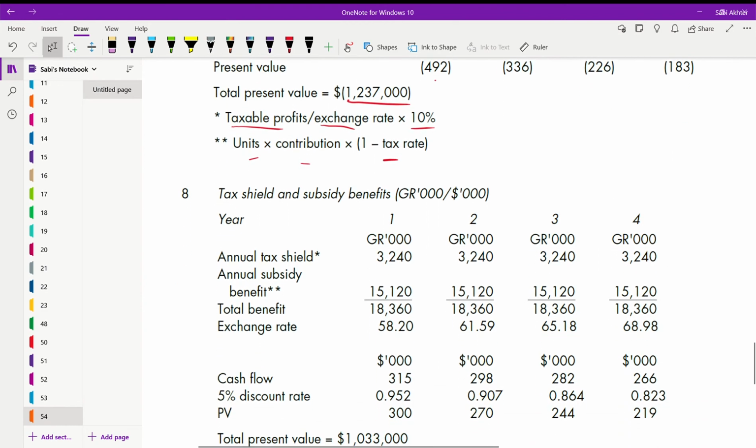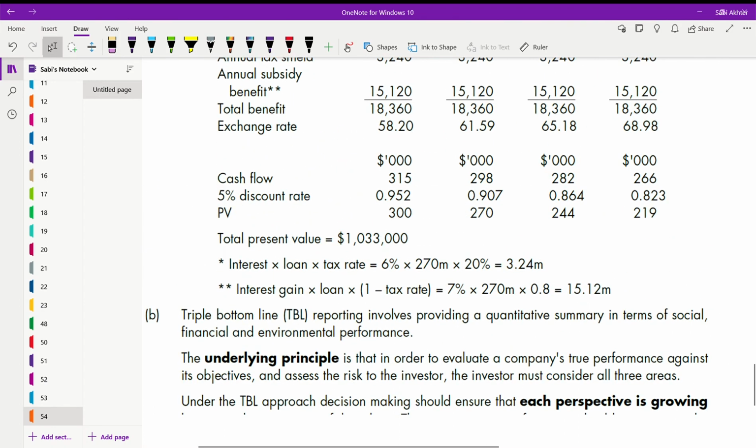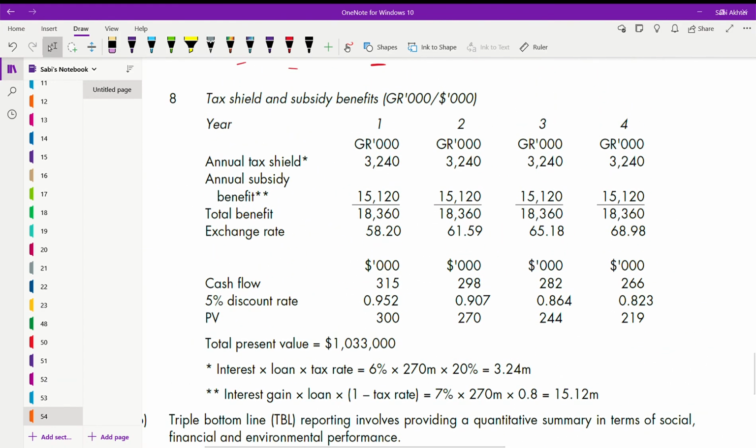Then tax shield and subsidy benefit. Right? So this is the annual tax shield, annual subsidy benefit. Add the total benefit, use exchange rate, convert it, then discount it using 5% and find the present value. This is the total present value. Once you find out, you should know how you got the annual tax shield and subsidy benefit. So annual tax shield is interest into loan into tax rate. This is the interest, this is the loan, this is the tax rate. Next, interest into loan into 1 minus tax rate. This is the subsidy benefit.